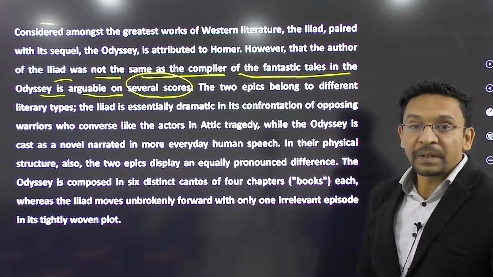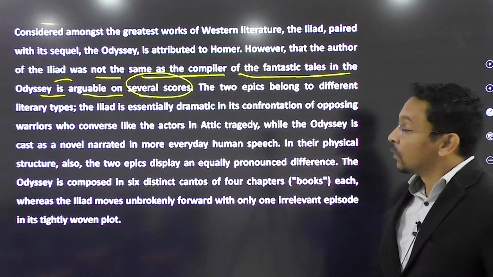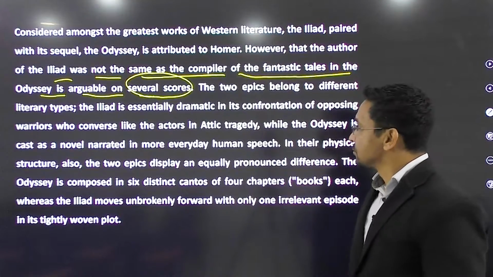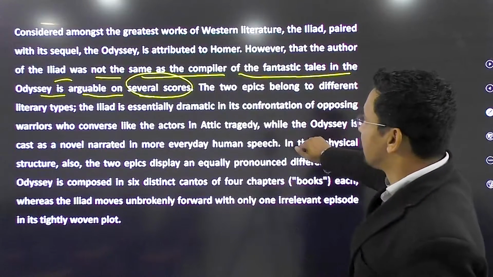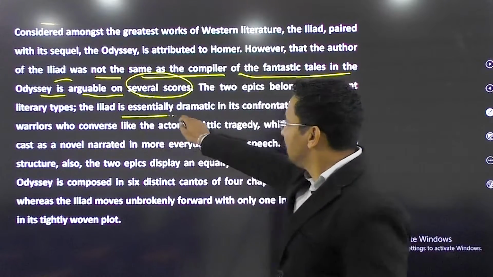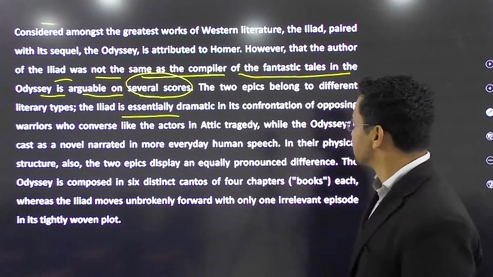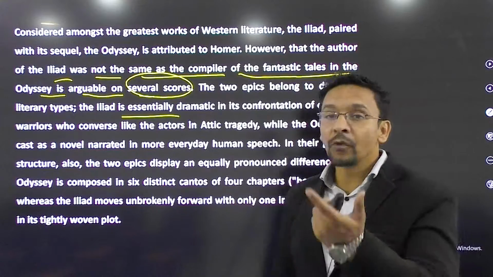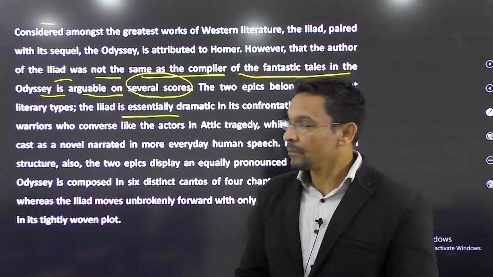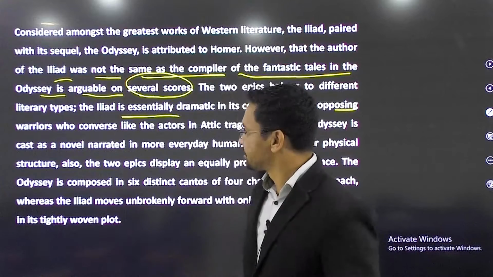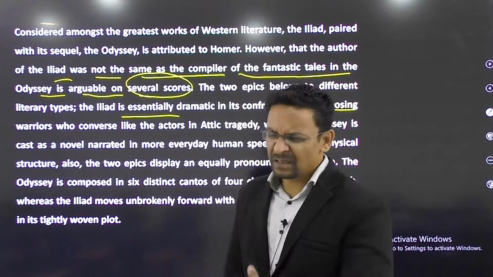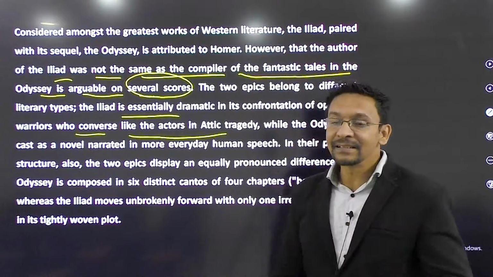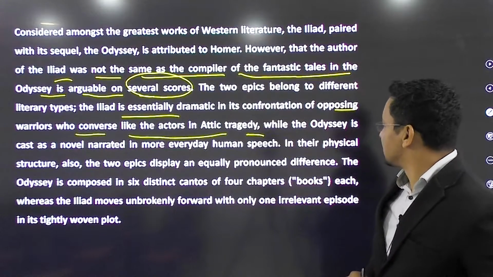द टू एपिक्स, दोनों एपिक्स हैं, ओडिसी और इलियड. कोई कहता है दोनों होमर ने लिखे हैं, कोई कहता नहीं लिखे हैं. The two epics belong to different literary types. Iliad essentially dramatic है in its confrontation of opposing warriors. It is about warriors, right? जिनकी लड़ाई है, उन्हीं के traits, उन्हीं की development क्या होता है स्टोरी में, who converse like the actors, जैसे कि epic tragedy में होते थे.